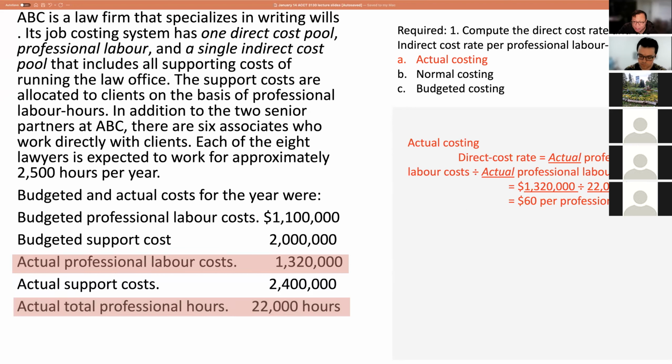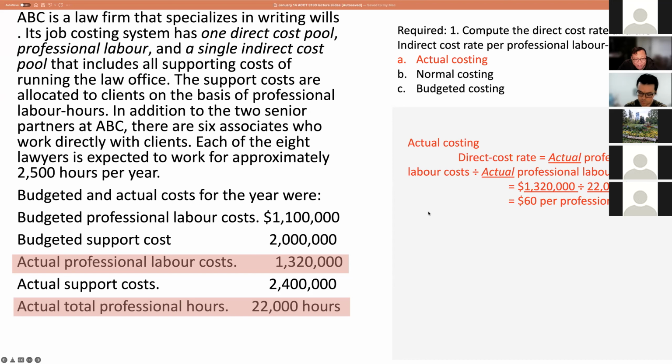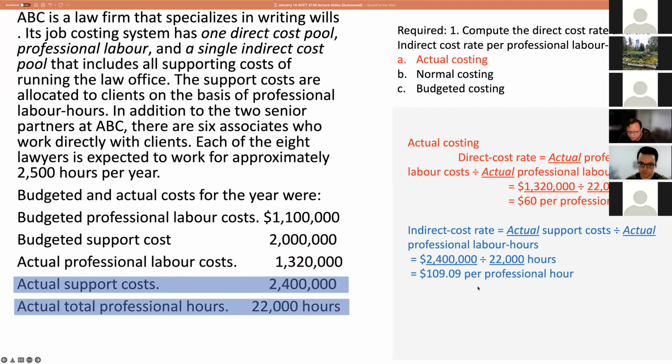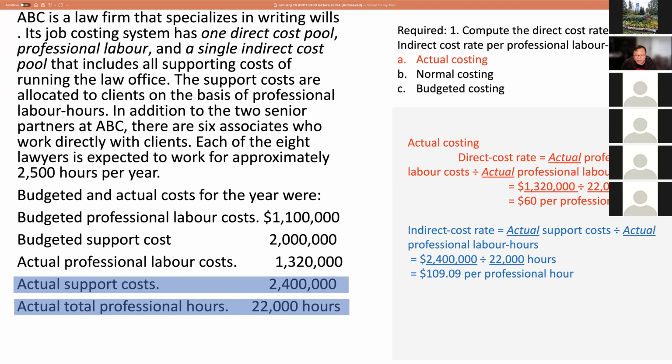Now this is the direct cost rate. What is the indirect cost rate? Can anyone tell me how to calculate it? Mikiko? Yes, actual support costs divided by the cost driver of 22,000 hours. Very good. This is actual costing, so you use actual cost and actual hours. And remember the question we did earlier: the actual cost provides accurate information. So now you are using 2.4 million divided by 22,000, which works out to be $109.09. Are we okay with this? Anyone have any questions? No? Okay, so this is pretty straightforward.